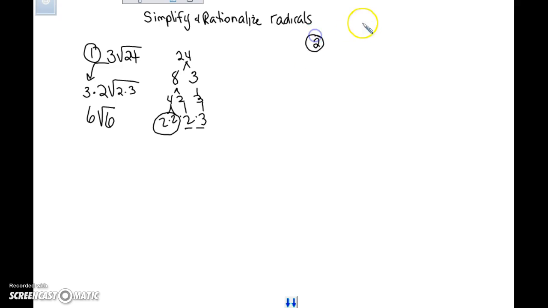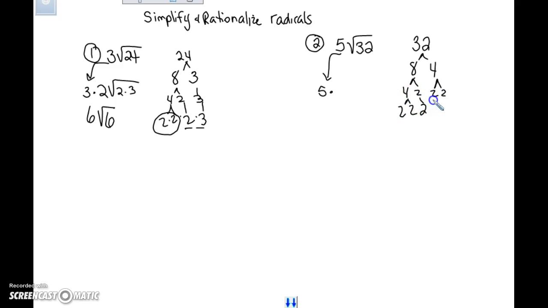Let's try number 2. 5 square root of 32. So again, we're going to bring that 5 down. We don't want to lose it. We're going to factor 32 down into its prime factors. So we do 8 and 4. Bring it all the way down. Bring all these 2's down. We don't want to leave any stragglers behind.